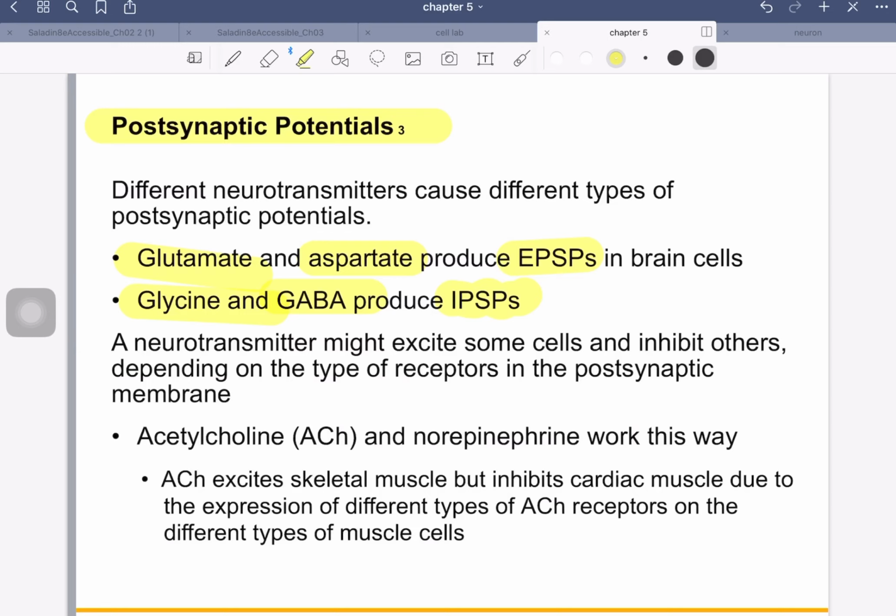But that being said, and we mentioned this once again in a previous video, sometimes it's also the receptor that will determine the effect that is carried out. And so a neurotransmitter might excite some cells and inhibit others depending on the receptor type in the postsynaptic membrane.